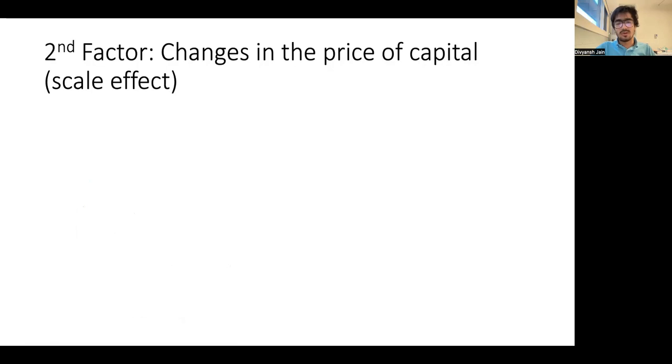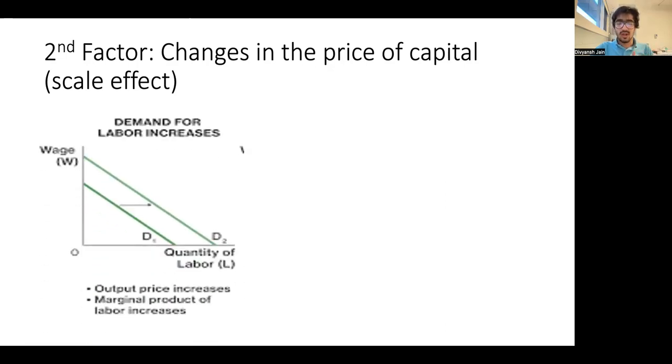Changes in the price of capital. This is the first part of it, scale effect. What this means is that if the price of machinery falls, then firms, employers, will be willing to move to machinery instead of labor. And you will require more workers to produce those machineries. So the labor demand curve will shift to the right.